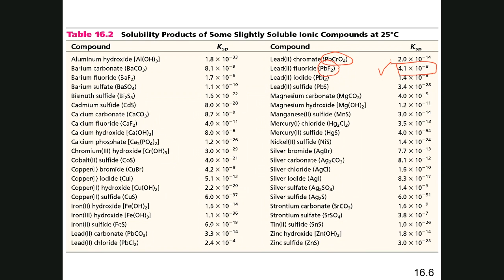That is about 10 to the 6 power smaller than the Ksp for lead fluoride. So lead fluoride is more soluble than lead chromate, even though both of them will form precipitate if you have enough concentration of the lead and the other ion, but this one is more soluble. So that's the meaning of Ksp. The greater value for Ka means a stronger acid. Greater value for Kb means a stronger base, but this is a Ksp.